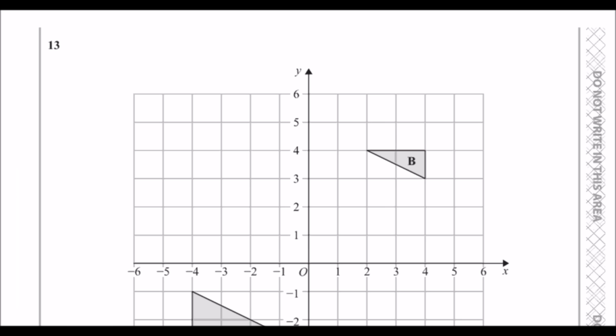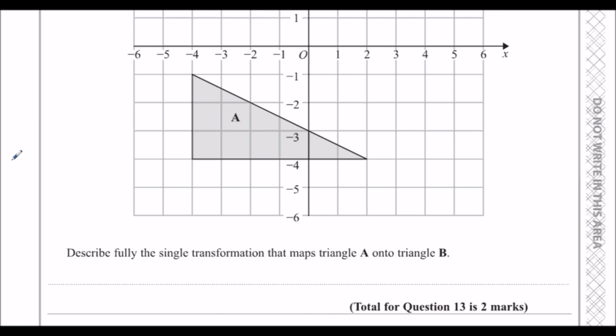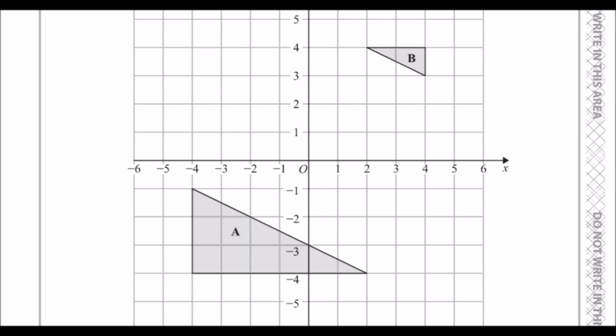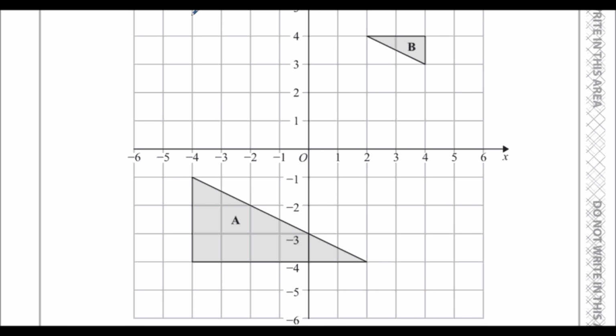Question 13. Describe fully the single transformation that maps triangle A onto triangle B. So the big triangle onto the little one, and it's going to be an enlargement. It's going to be a negative enlargement. So we can match up each of the points, each of the corners of the triangles to find the center. So the center's at 2, 2. So it's an enlargement. The center's at 2, 2.